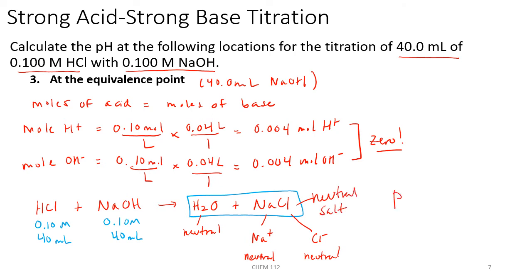So since our salt we produced at the equivalence point from a strong acid, strong base is a neutral salt, the pH at this point will be exactly equal to 7, since all we have left is water and sodium chloride. No hydrolysis will take place for a strong acid, strong base titration, or for a strong base being titrated with a strong acid. You will always have a pH of 7 at the equivalence point in one of those two cases.